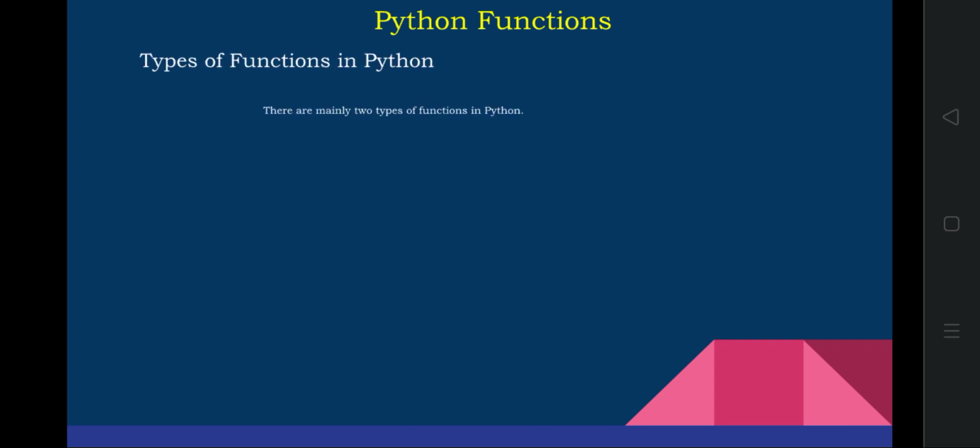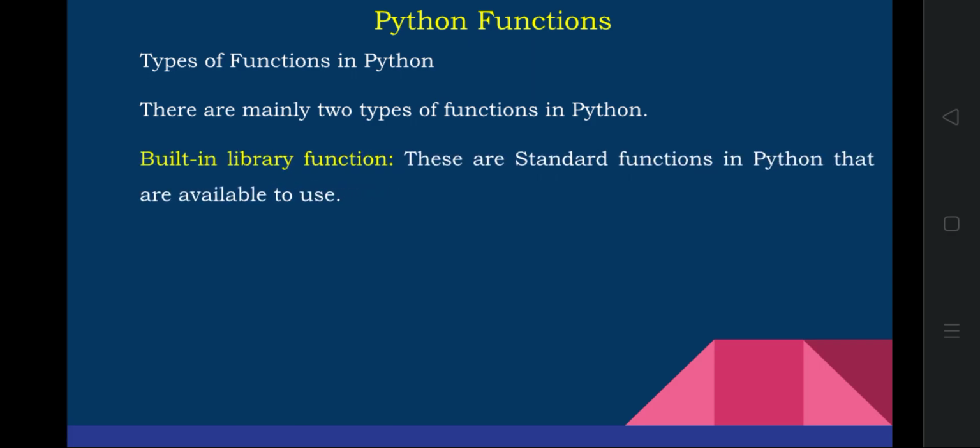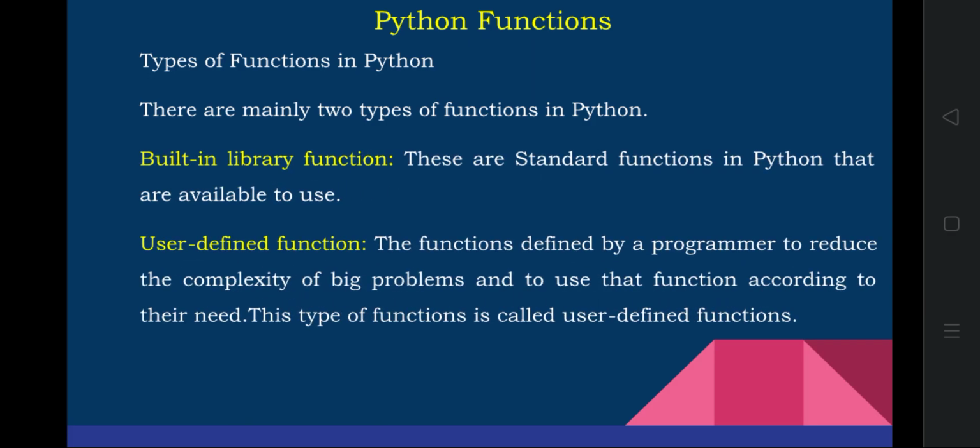The function types are, in general, two types. They are the built-in function as well as the user-defined function. What is the built-in function? It is a library function which is standard in Python or any programming language, and it is ready to use. But in the case of a user-defined function, the user has to define the function for his necessity, for the application he wants. That is called a user-defined function.